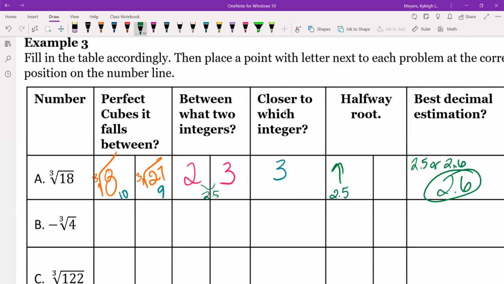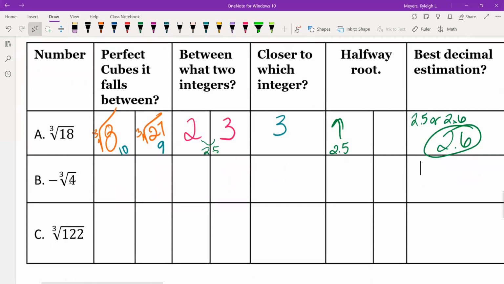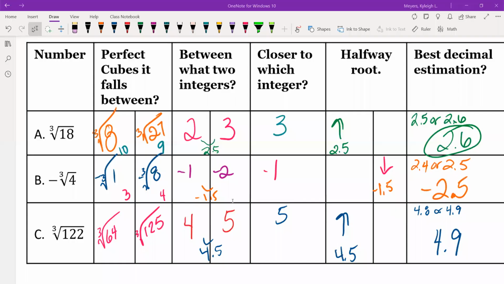Okay. So this part, just take your best guess. All right. For the next, try the next two. For B, just make everything negative. Okay. So pause and try that now. All right. So hopefully for B, you put a negative in front of everything because the answer is not 2.5. It's negative 2.5. Oh, I put negatives up there. Okay. And then C should be about 4.9. Okay. So ask me if you have questions.